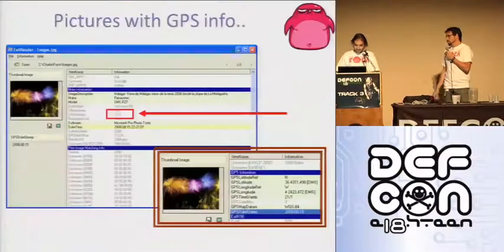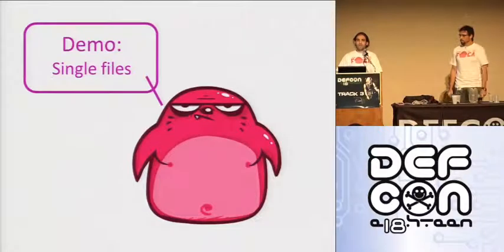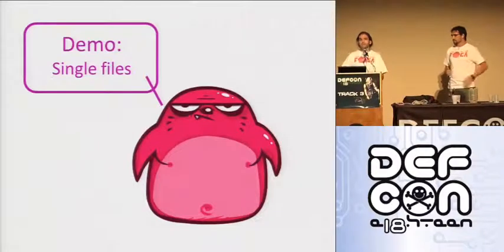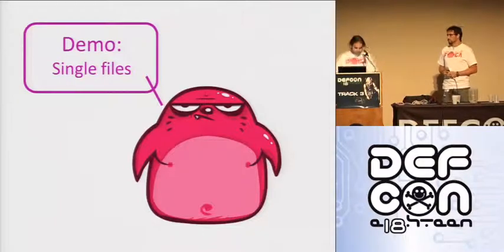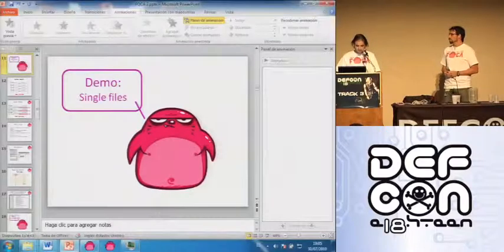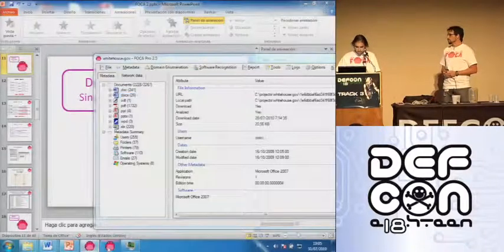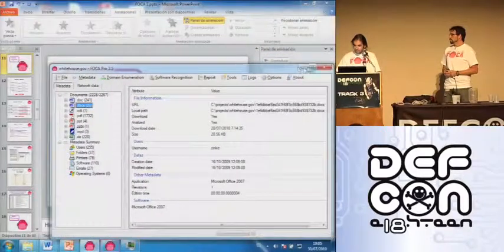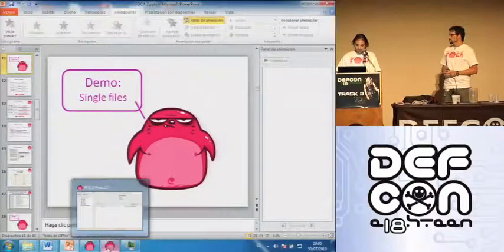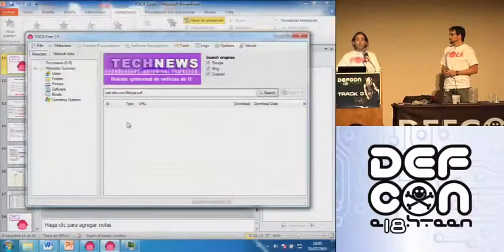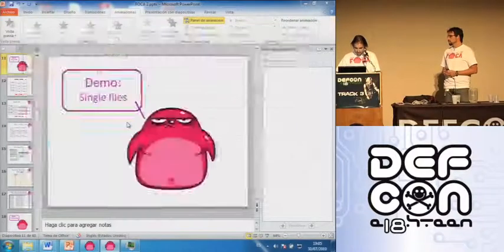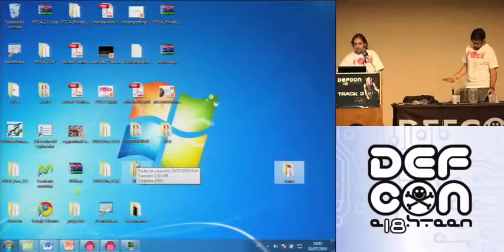Yes. So let's go with the first demo. This demo is about FOCA as a desktop tool, a tool that you can use to extract metadata, to analyze documents, and so on. A quick demo with this. So first of all, I'm going to use this version. If you want to use FOCA as a tool for your desktop to analyze documents, you only have to drag and drop the file and just click on the right button to extract metadata. And the first demo I'm going to do is with a PDF document.